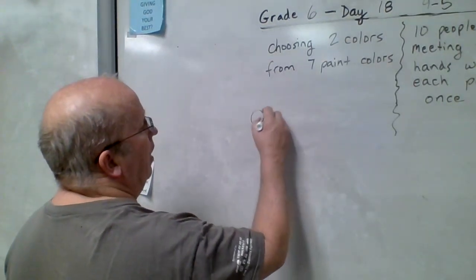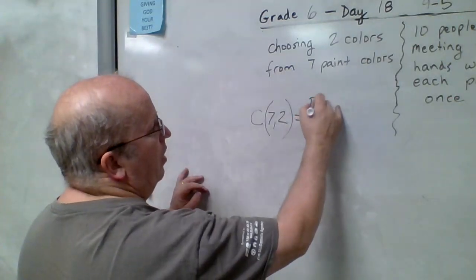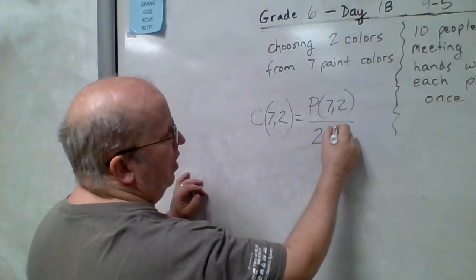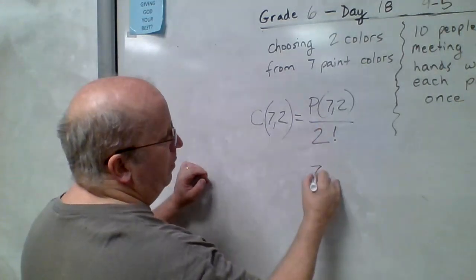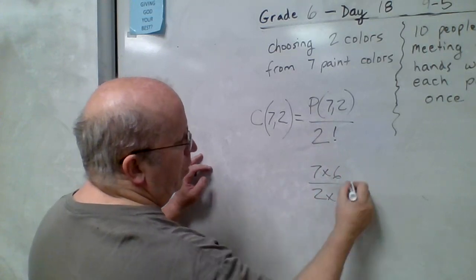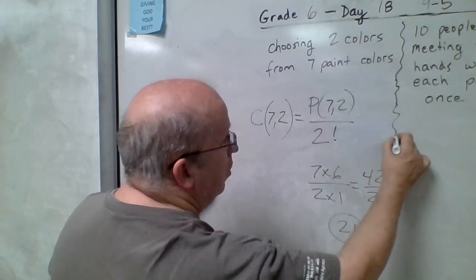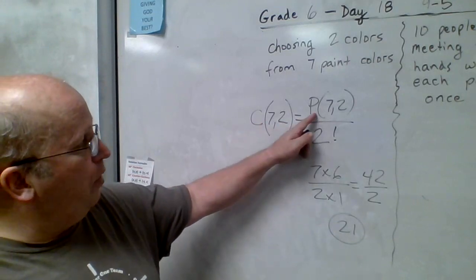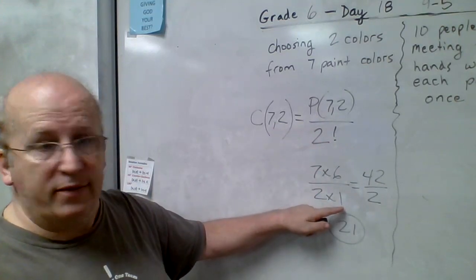So we write the combination of 7 colors taken 2 at a time, and we think about that as a permutation problem of 7 colors taken 2 at a time over the top of that second number factorialized. This top part would be 7 times 6. The bottom part would be 2 times 1. We get 42 over 2, which is the answer of 21. So combination is a permutation problem over the top of the second number factorialized.